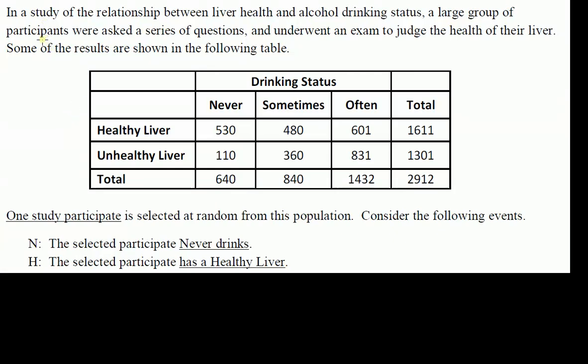Okay, in this video we're going to talk about how to calculate several probabilities when we're given a table like this one. We have a study of the relationship between liver health and alcohol drinking status. A large group of participants were asked a series of questions and underwent an exam to judge the health of their liver. So we have unhealthy liver and never, sometimes, often drink. All right, and so we're going to calculate some probabilities. First one that we're going to calculate is the probability of N, or the probability of never drinking.